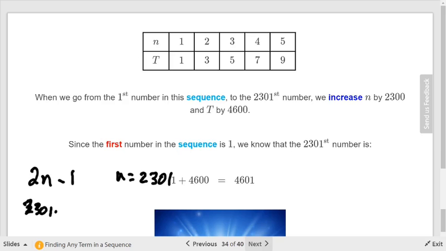So 2301 times 2 is what? There we go. And then subtract 1, and that's it. She's already done. She's ahead of me on the math, which gives me 4,601. So if you know the pattern, we don't have to be counting star points or whatever. We can just move forward and get the pattern from there.